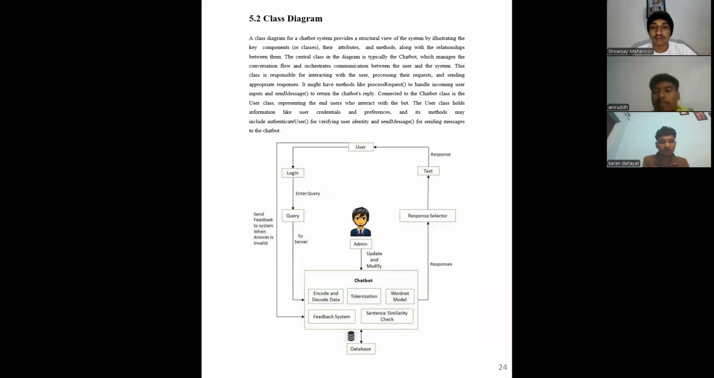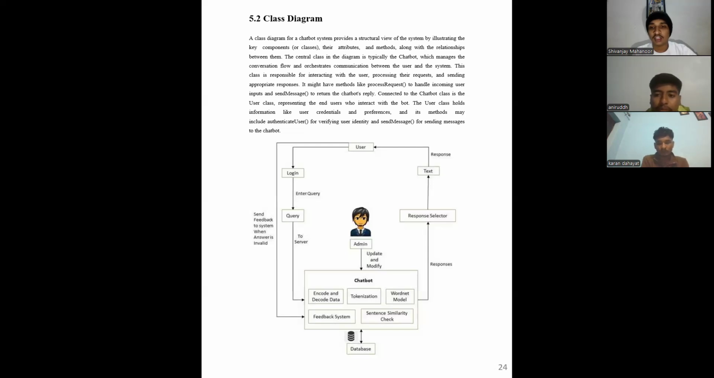In chapter 5, there is also a topic, class diagram. A class diagram for a chatbot system provides a structural view of the system by illustrating the key components, their attributes, and methods, along with the relationships between them. The central class in the diagram is typically the chatbot, which manages the conversation flow and orchestrates communication between the user and the system. This class is responsible for interacting with the user, processing their request, and sending an appropriate response. It might have methods like process request to handle incoming user input and send message to return the chatbot reply.